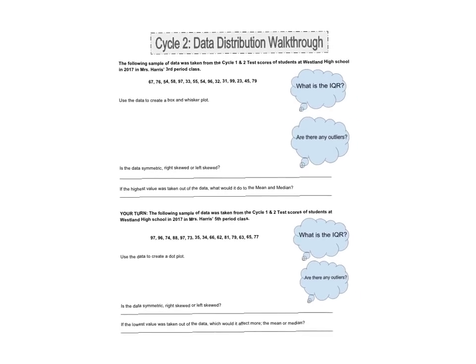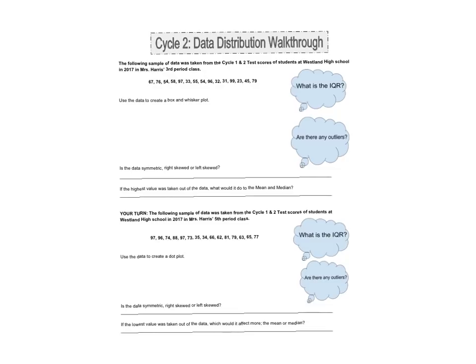Hey guys, this is your Cycle 2 data distribution walkthrough. I want to take what we've learned from the Cycle 1 and Cycle 2 guided notes and put them together, have one data set, and do multiple different things with it.